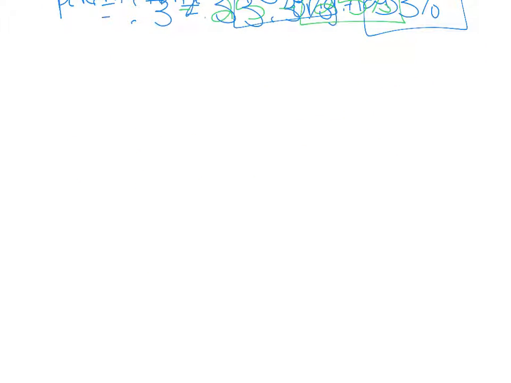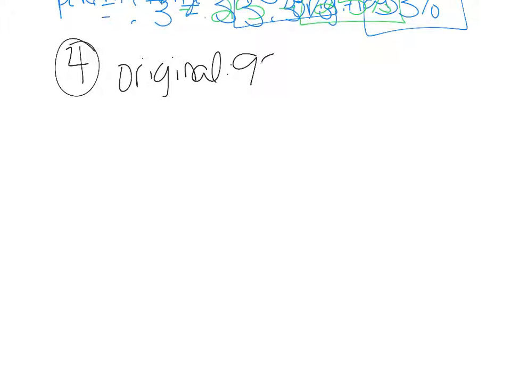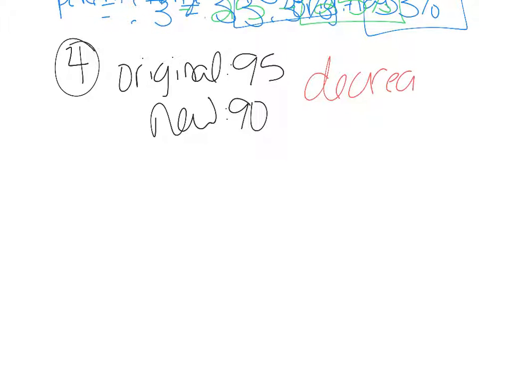Okay, and then the last one of these, let's say we've got the original is 95 and the new is 90. Okay, so from 95 to 90, that's going down, so we'll call that a decrease. To find the percent of change, the amount of change, it changed by 5 from 95 to 90. And the denominator, always remember, you have to put the original.